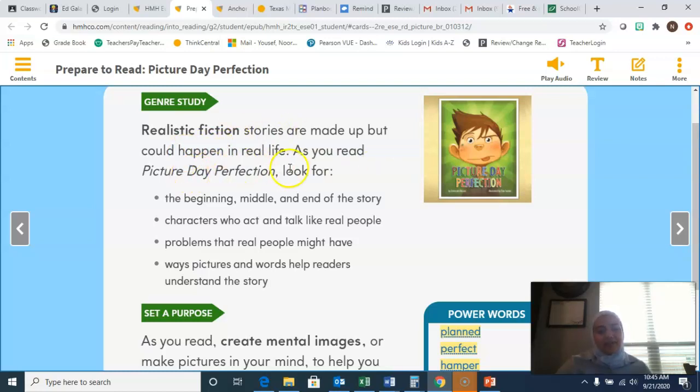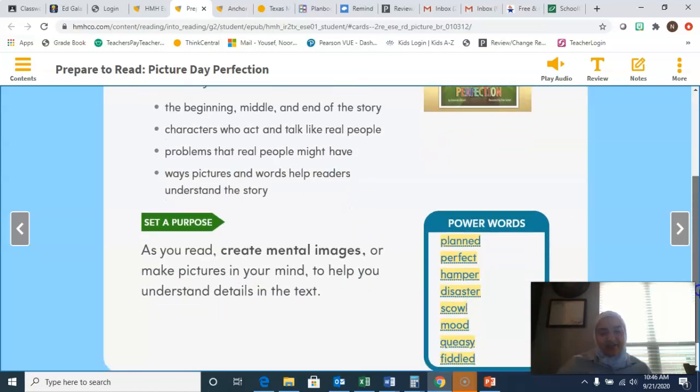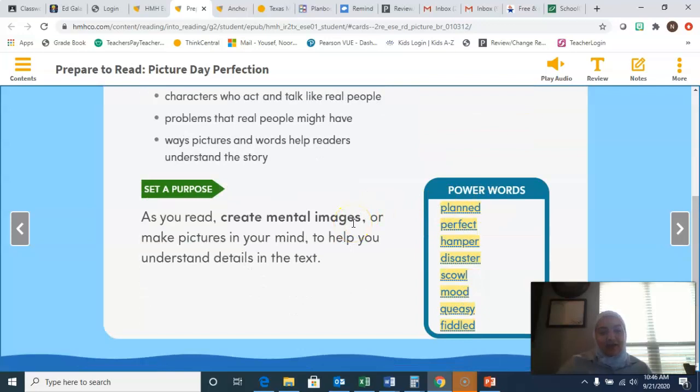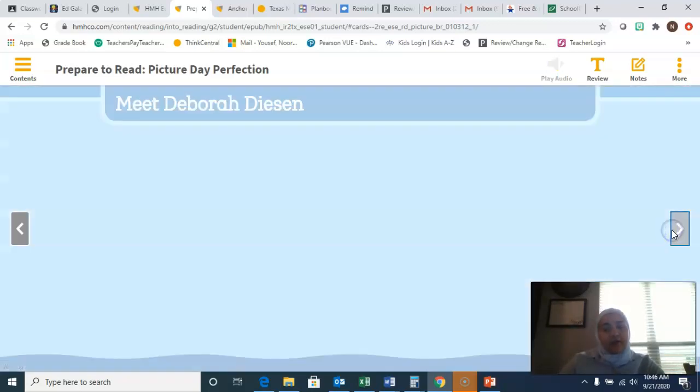As you read Picture Day Perfection, let's look for the beginning, middle, and end of the story. We're going to look for characters who act and talk like real people. We're going to look for problems that real people might have. And we're going to look for ways pictures and words help readers understand the story. So the main idea here is we are going to create mental images, or we're going to make pictures in our head to help us understand details in the story.